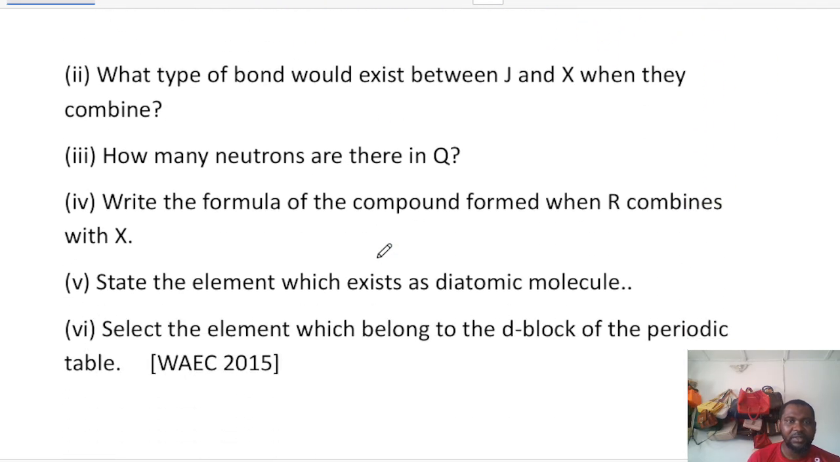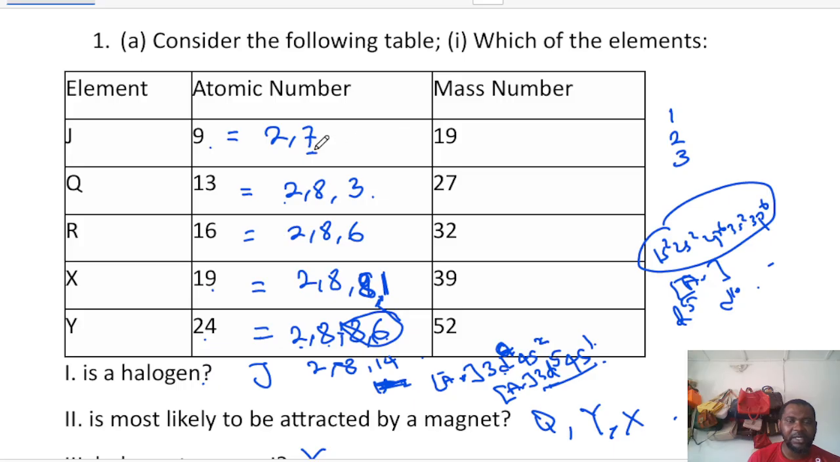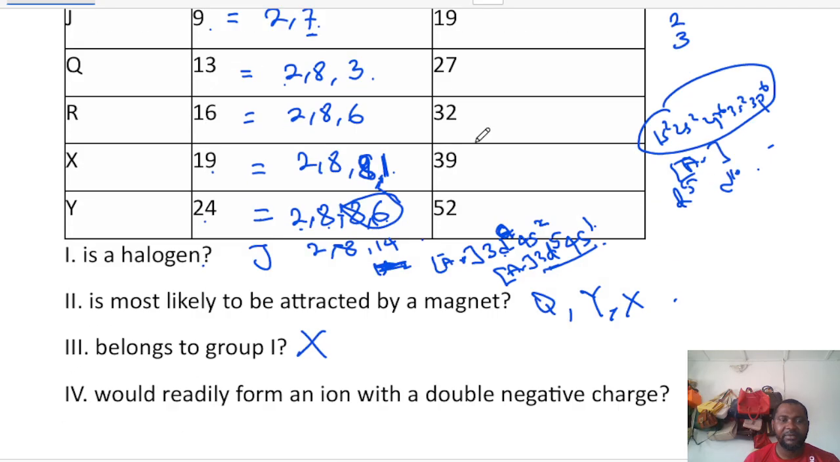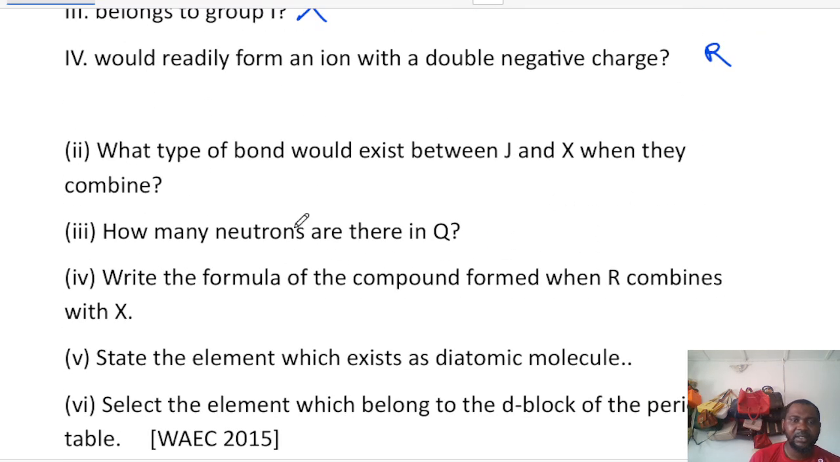Now the next question says which type of bond would exist between J and X when they combine? Let's see, J and X. J is a non-metal. It needs only 1 electron. X is a metal. Any bond that is formed between a metal and a non-metal is an electrovalent bond. Remember, this is a non-metal because the valence electron is 1, as against this one that the valence electron is 7. So I'm going to come here and say it is an ionic bond. You can use the word ionic or you can use the word electrovalent.